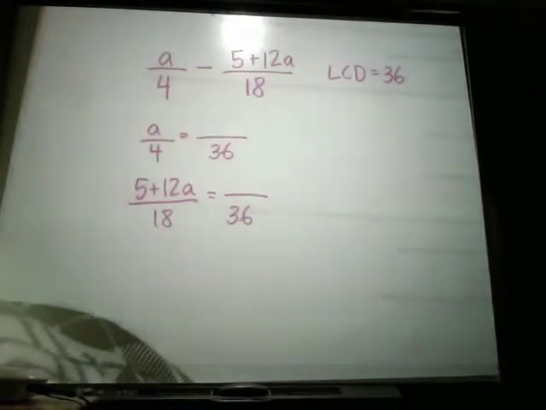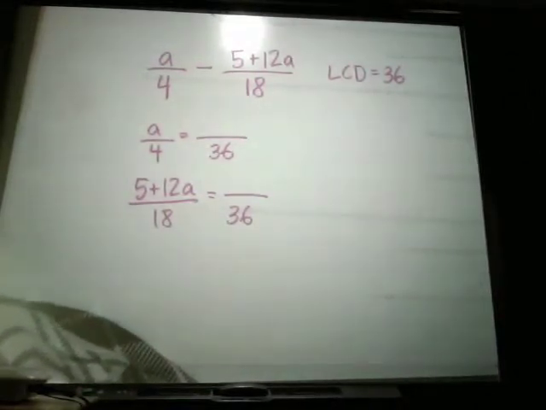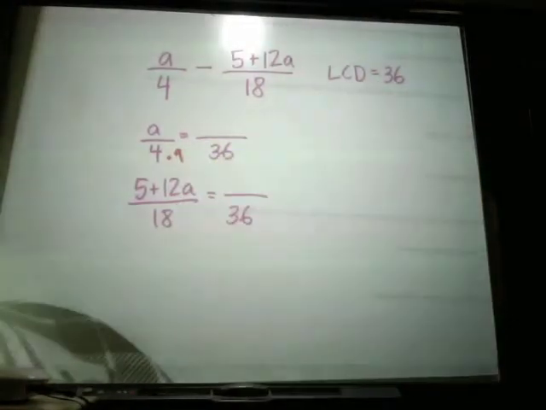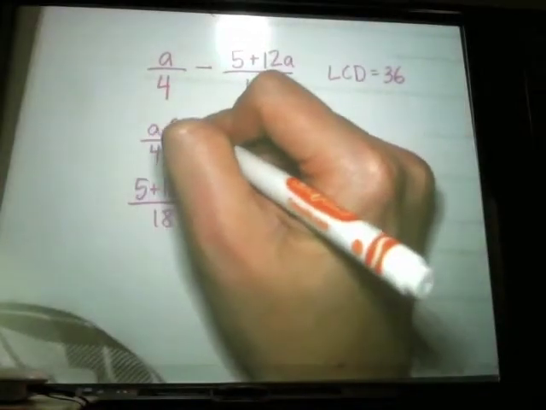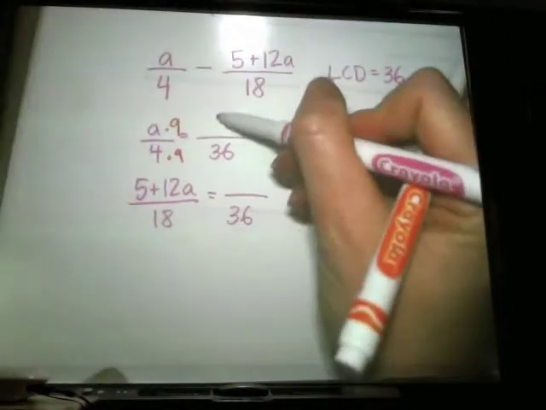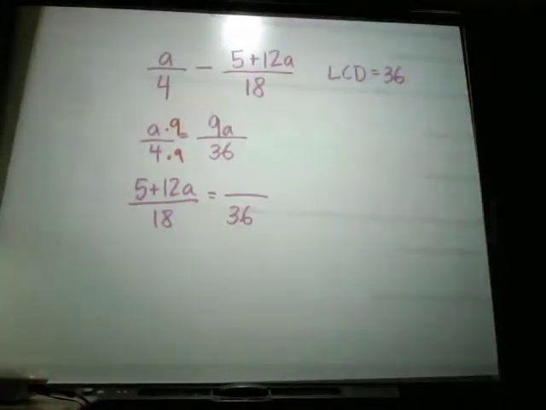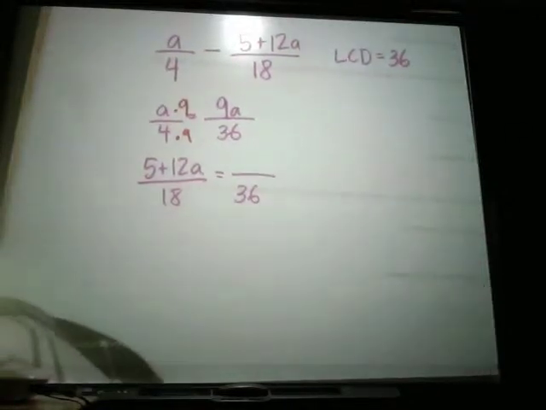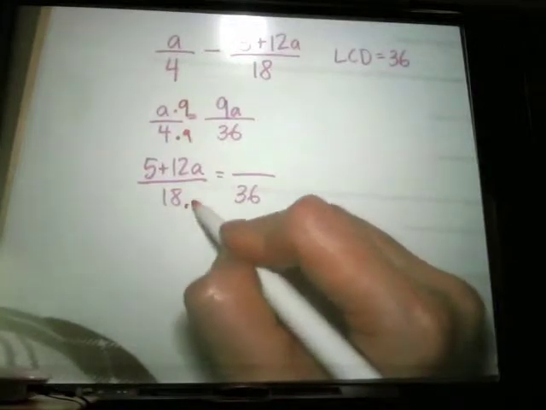now here's why this shouldn't be too hard, although the numerators have binomials and variables, the denominator is just like before, right? Just plain numbers. So 4 times 9 makes 36. So a times 9 makes 9a. On my second fraction from 18 to 36, well, of course, that's times 2.